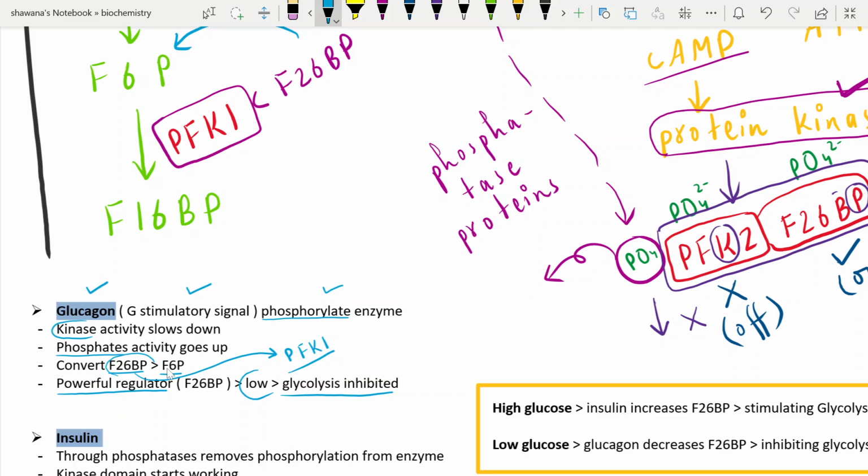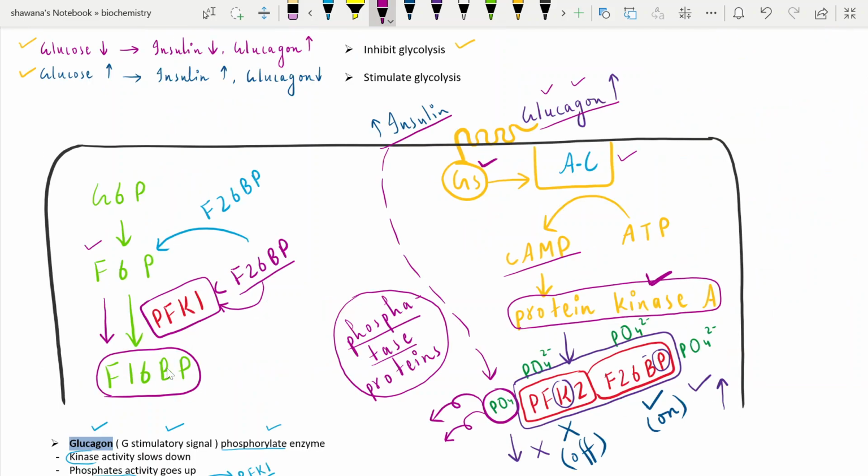When this enzyme is dephosphorylated, its kinase activity will work and its phosphatase activity will slow down. When its kinase activity is working, it converts fructose 6-phosphate to fructose 2,6-bisphosphate, and fructose 2,6-bisphosphate influences PFK1 to proceed with glycolysis in this step, and it will convert a lot of fructose 1,6-bisphosphate.